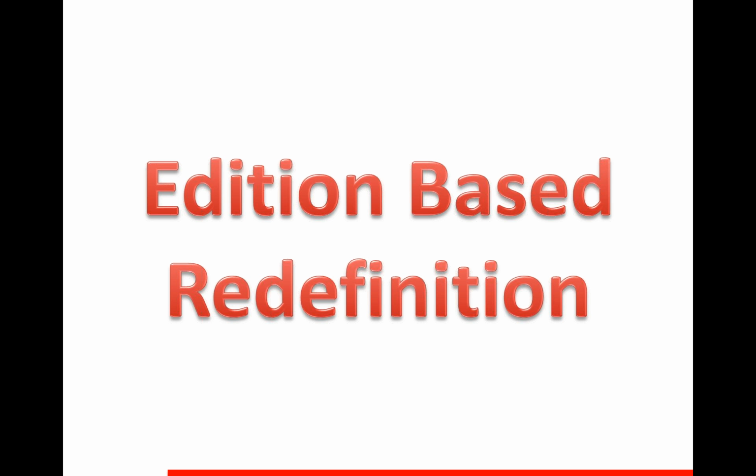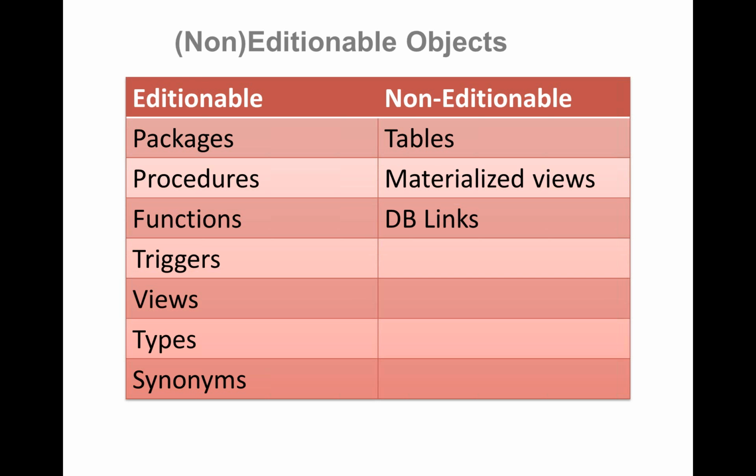You have your application, and you just build the new application next to it in parallel. There are some objects that are editionable and some that are not. Editionable objects, which can exist in multiple editions, are packages, procedures, functions, triggers, views, types, and synonyms. Non-editionable are tables, materialized views, and DB links.